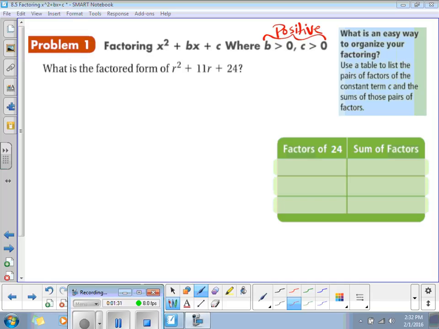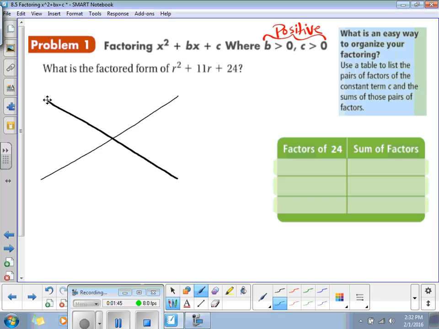Okay? Now, the way we're going to do this, you guys, there's this thing that I call the X method. Okay? This is not in your textbook. You should write this down. Okay? We have the X method. We are also going to use a table to list the pairs of factors of the constant term c and the sum of those pairs of factors.